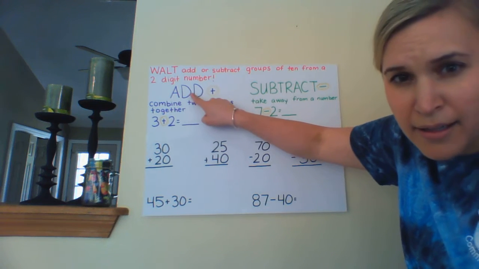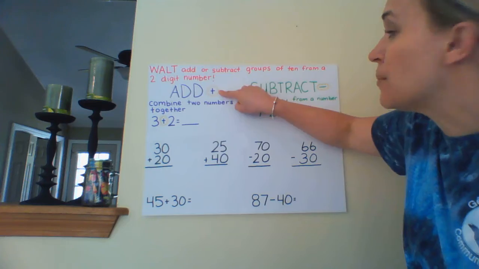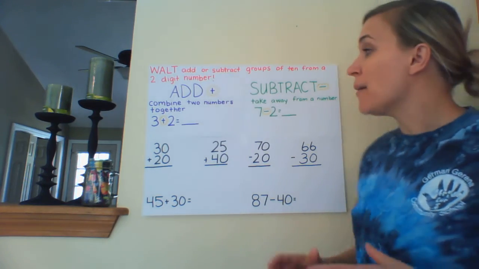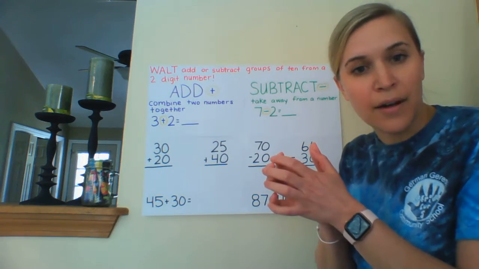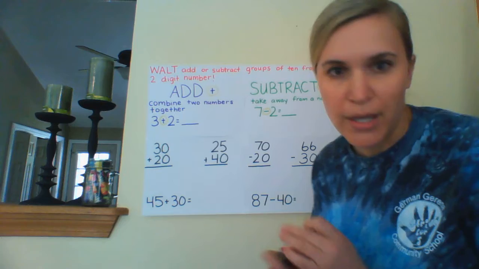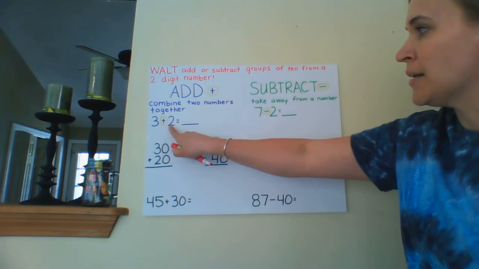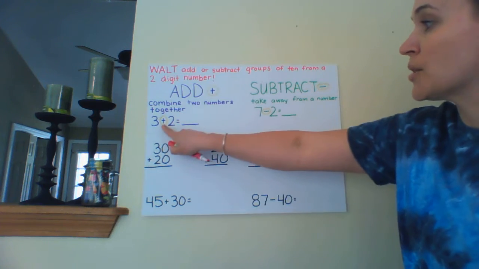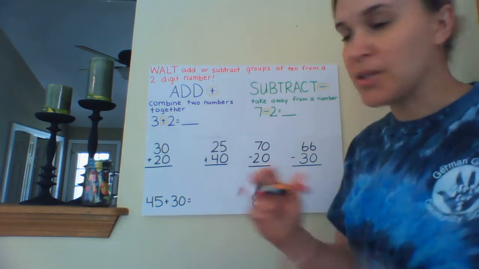Here's how you can know what to do. If you add, there's a plus sign in your equation. When there's a plus sign in your equation, that means you're going to take the two numbers you have and combine them together or put them together. So I did just a small little baby equation here for you. So we have 3 plus 2 equals. So since there's that plus sign, I know I'm going to add. So I'm going to put the numbers together.